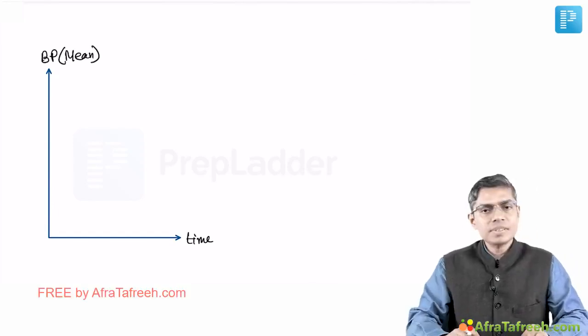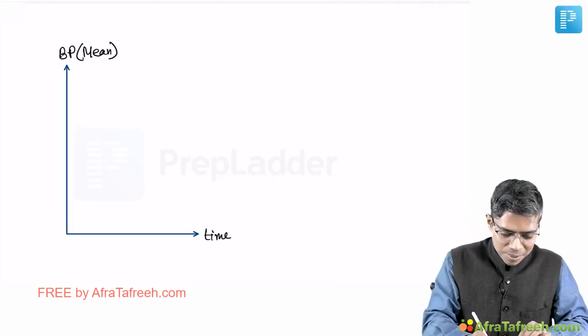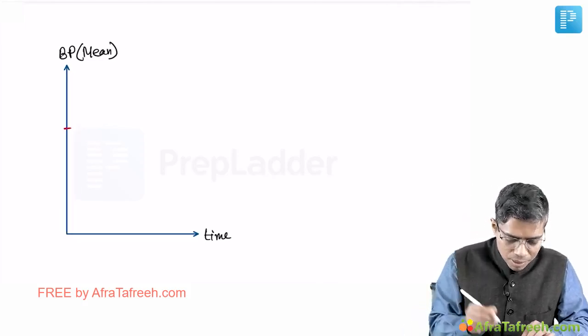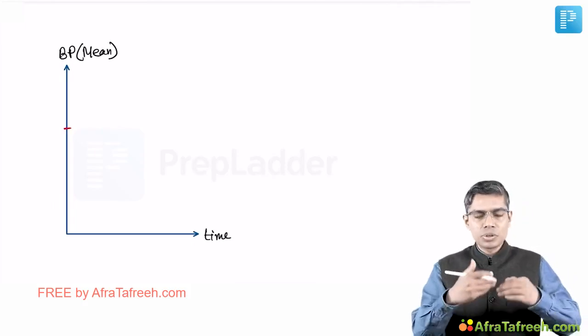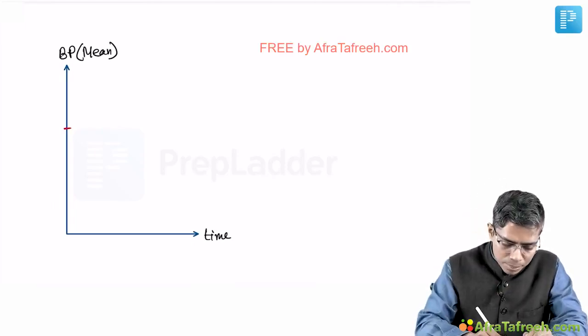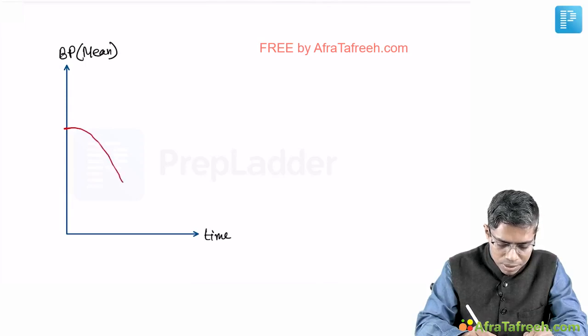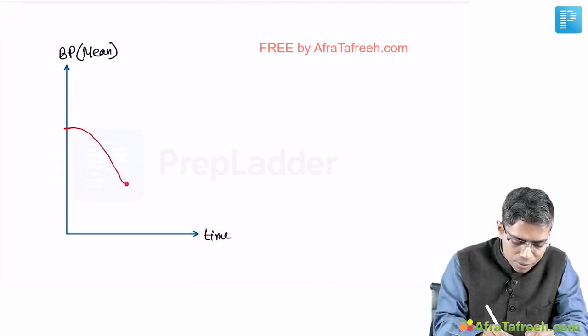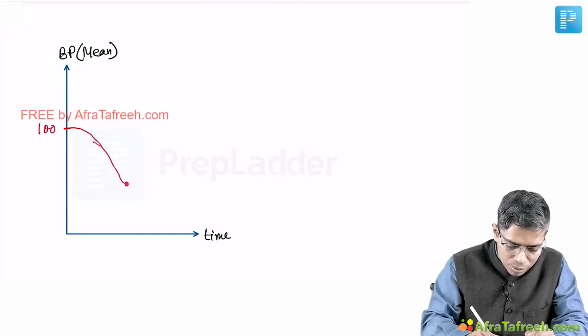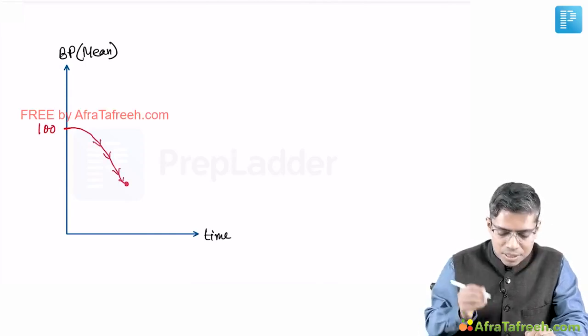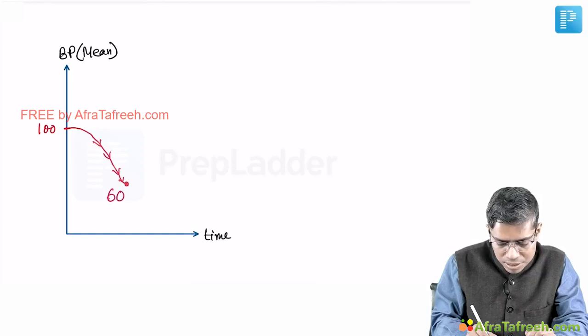Suppose the mean blood pressure was in and around 100 millimeter of mercury. Due to huge blood loss, the pressure has decreased to, suppose, 60 millimeter of mercury. So this was 100. Now, due to loss of blood, the blood pressure has reduced to 60 millimeter of mercury.